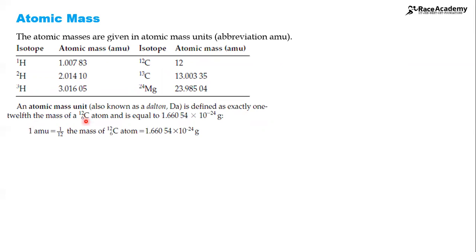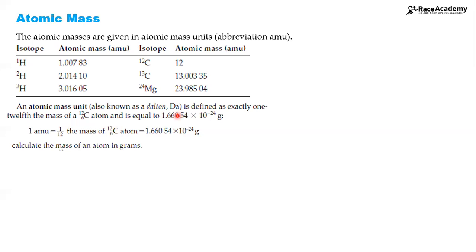the mass of the carbon-12 atom, which is equal to 1.66054 × 10^-24 grams. So it indicates one atomic mass unit is 1/12 of the carbon mass, which is equal to this value. So when you calculate the mass of one carbon-12 atom and divide it by 12, you will get this value. Okay, we'll see how it came.